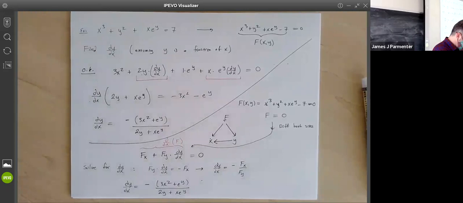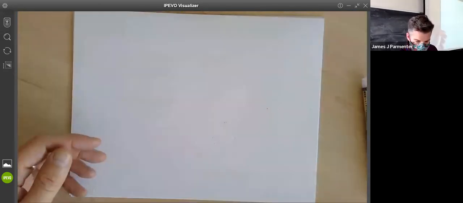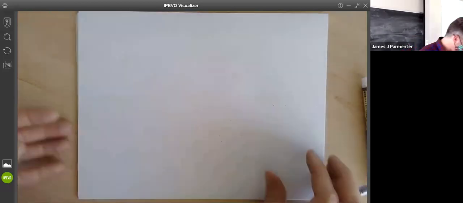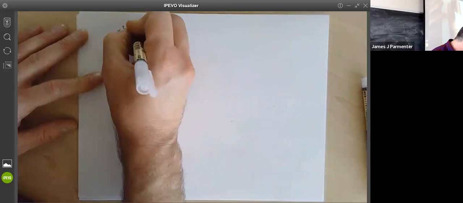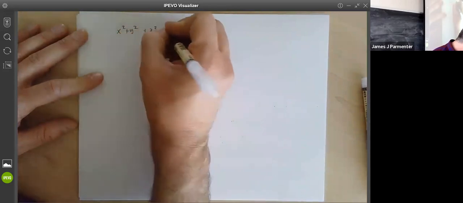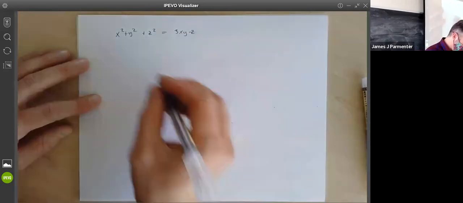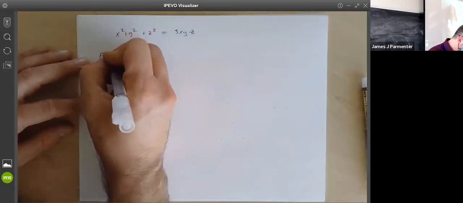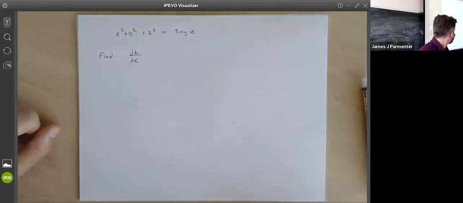Let's do one more example, just to show you one more example. Let's say we had x squared plus y squared plus z squared equal to 3xyz. And I want to find the partial of z with respect to x.